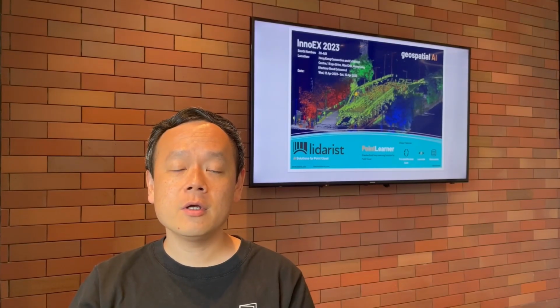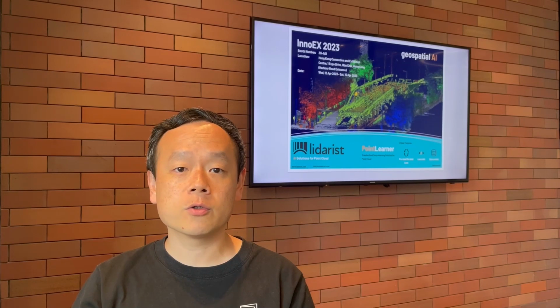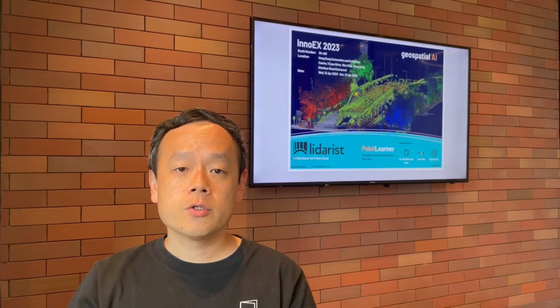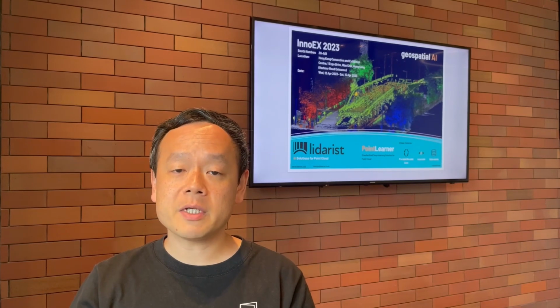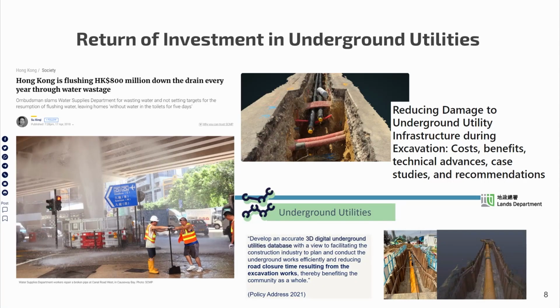So do we have the need? In Hong Kong, water pipe exposure costs around a million Hong Kong dollars. One of the reasons is mainly that construction workers may simply rely on the 2D UU map, as I mentioned before, and dig in the ground at the approximate location. Therefore, in 2021 the Hong Kong government began to develop an accurate 3D digital underground utility database, with a view to helping the construction industry plan and conduct underground works efficiently and reduce the roller coaster time resulting from the construction work.